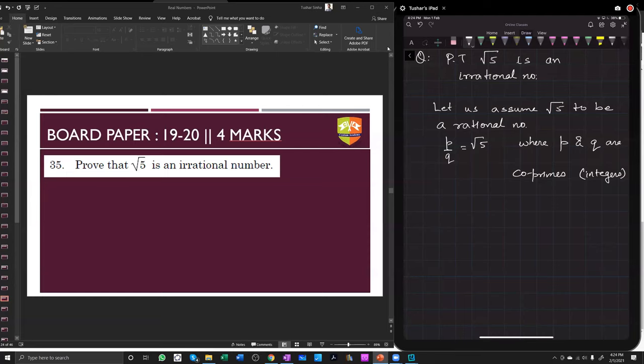And you say co-prime integers only, but co-prime integers where Q is not equal to 0. So that is the whole definition of a rational number you have to write right over there.